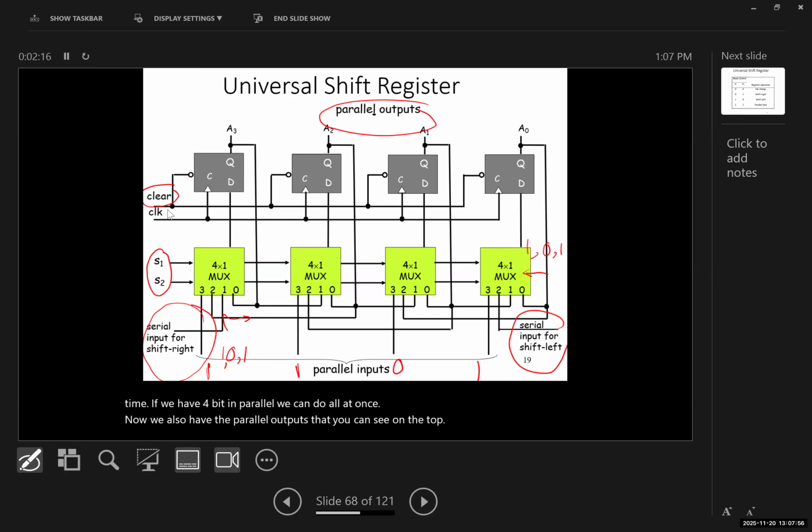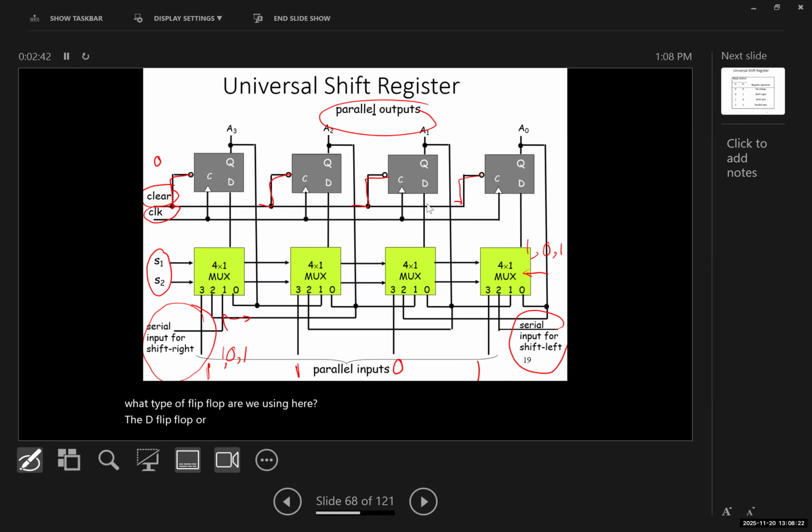And these two are the clear and the clock. If we set the clear at 0, you can see the clear is connected to the clear of all the flip-flops. And it will clear the register and put 0 at all the registers, or it will reset all the registers. Now, what type of flip-flop are we using here? The D flip-flop or the data flip-flop.